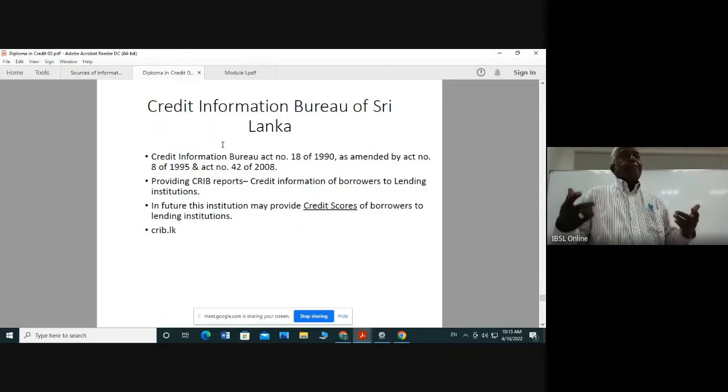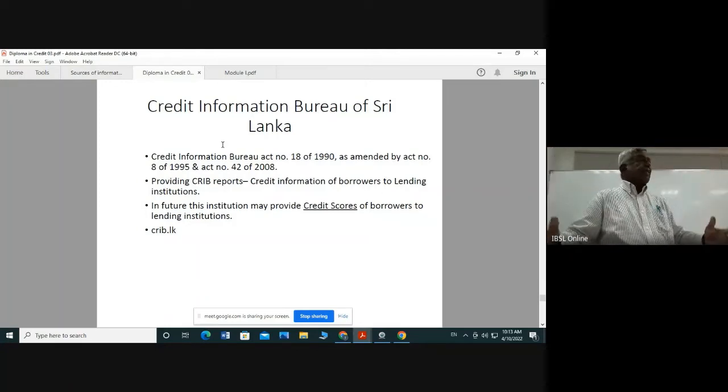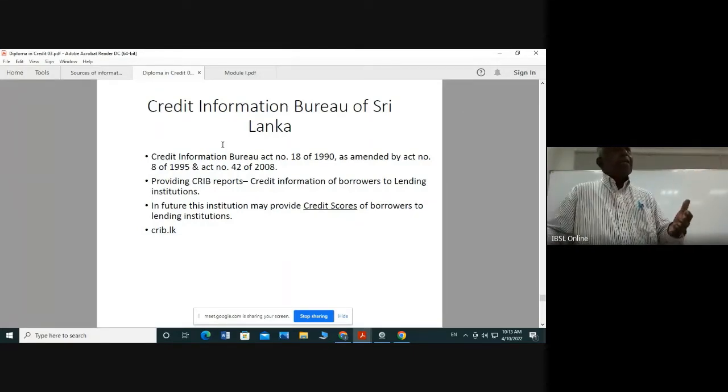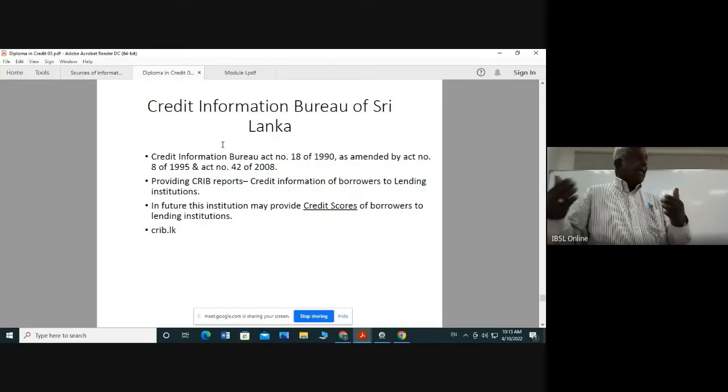Apart from that, if a person wants to know his credit report, he can go to the Credit Information Bureau, make a payment, give his identity card, and he can obtain his credit report. At the same time, he can ask, what is my credit score? So CRIB will calculate, put it in the system, and give his credit score also.